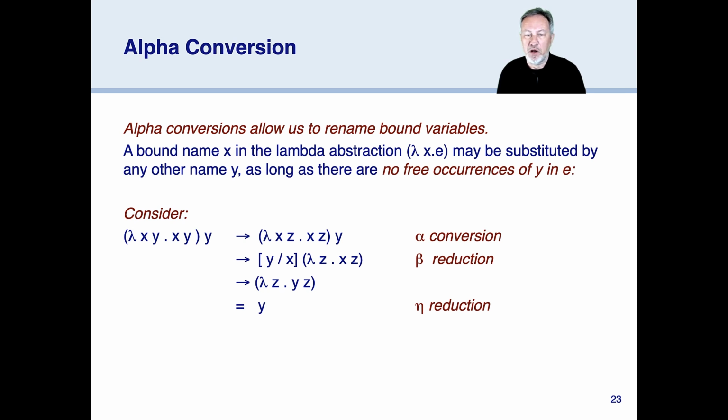Lambda x y dot x y applied to y. We first can do an alpha conversion, rename the second lambda, the lambda y, to lambda z. So the y's become z's. Then we do a beta reduction, and the y replaces the x in the body, and that gives us a lambda z dot y z. Finally, we can do an eta reduction because that's just a wrapper, and we end up with the y.